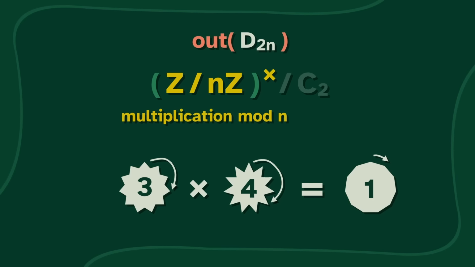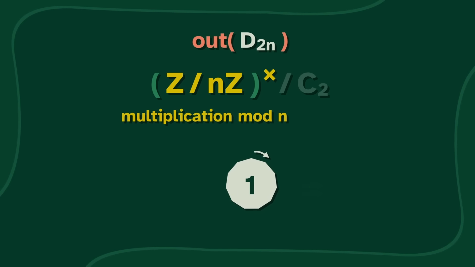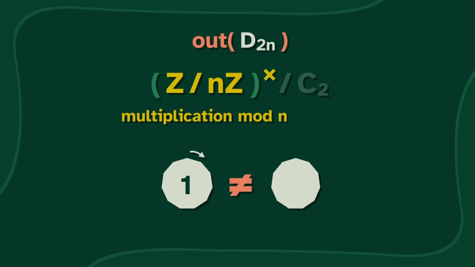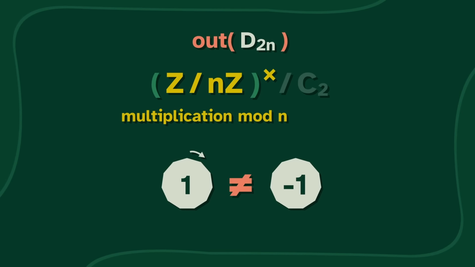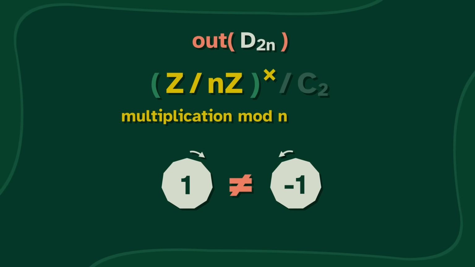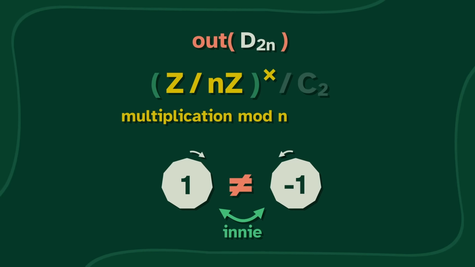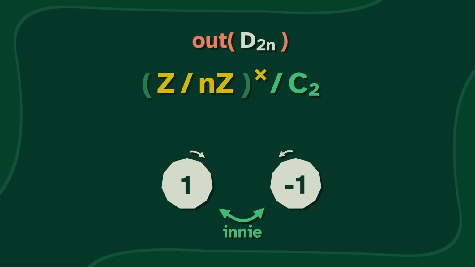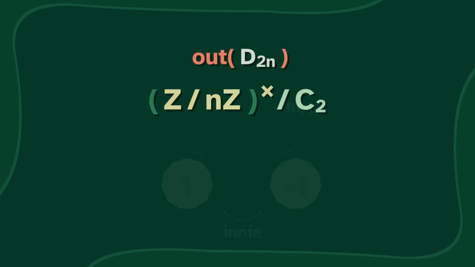12 is just 1. But within this group, the 11-gon is not equal to a flipped 11-gon, which represents -1. Here we go in the opposite direction. But these look the same, so the flip automorphism is an innie. We have to remove it from the outies by dividing by C2, the flippy group. This is our result. So that takes care of the oddgons.